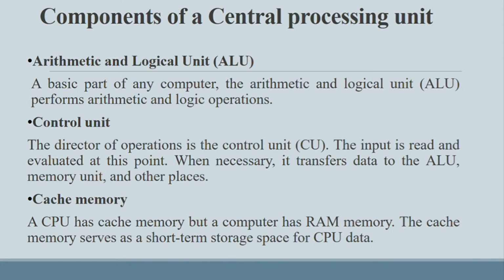Control unit. The control unit, short form CU, is a circuit that directs operations within a computer's processor. It lets the computer's logic unit, memory, and both input and output devices know how to respond to instructions received from a program. Cache memory. Cache memory is a small-sized type of memory that provides high-speed data access to the processor and stores frequently used computer programs, applications, and data.